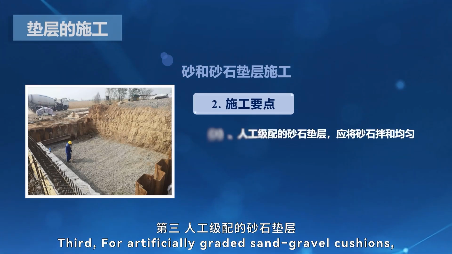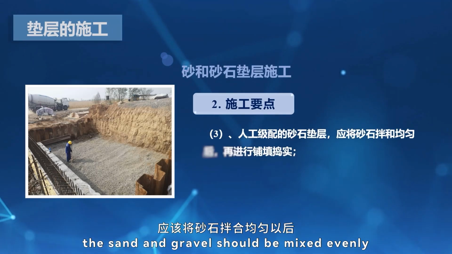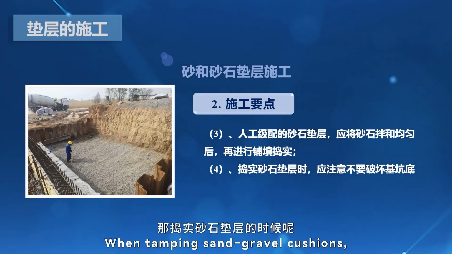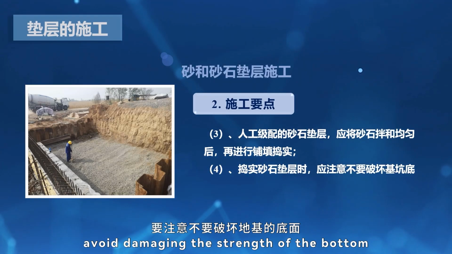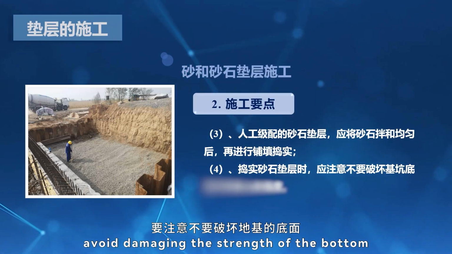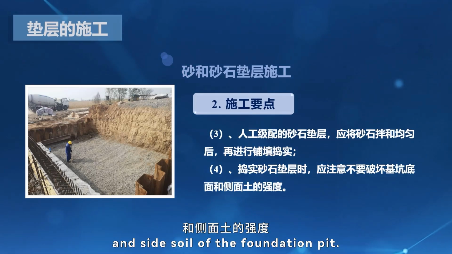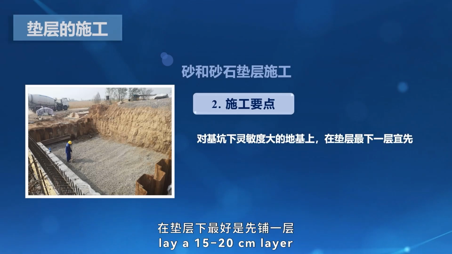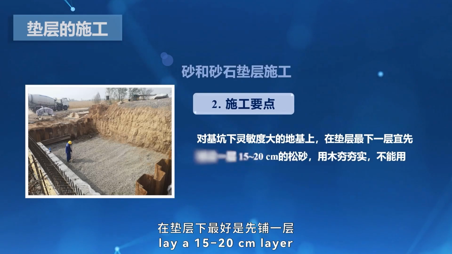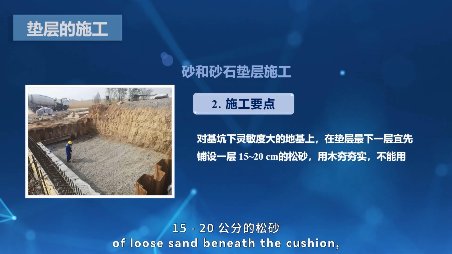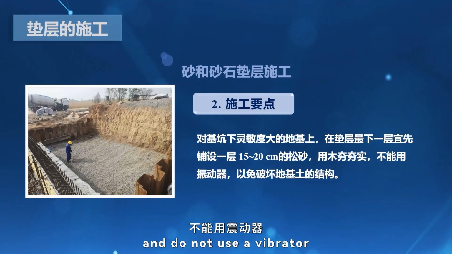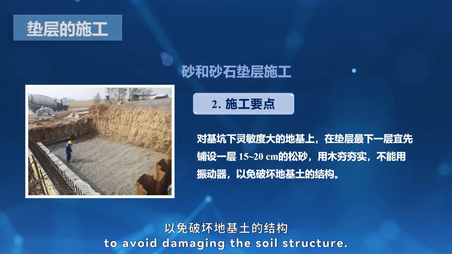Third, for artificially graded sand-gravel cushions, the sand and the gravel should be mixed evenly before laying and tamping. When tamping sand-gravel cushions, avoid damaging the strength of the bottom and the side soil of the foundation pit. For foundations sensitive at the bottom, lay a 15 to 20 centimeters layer of loose sand beneath the cushion. Tamp with a wooden rammer and do not use a vibrator to avoid damaging the soil structure.